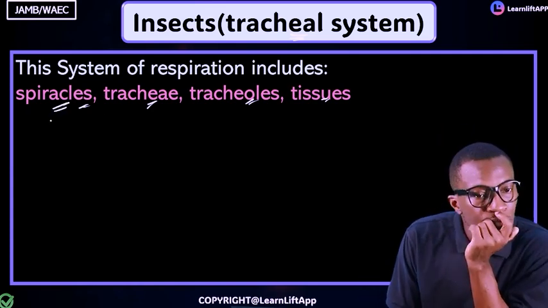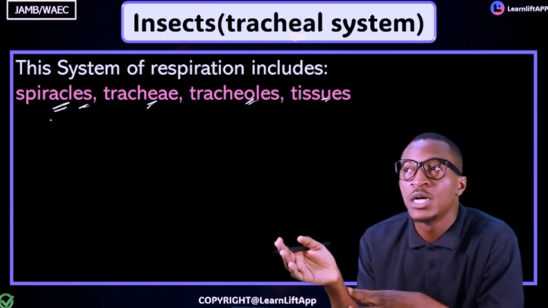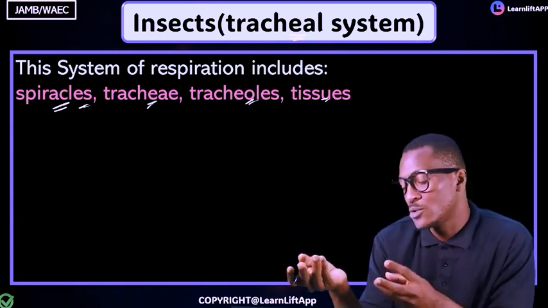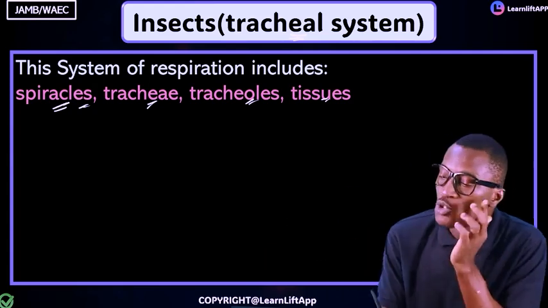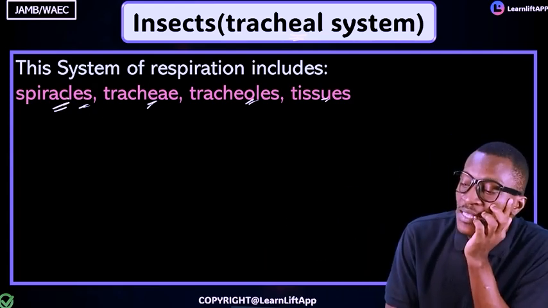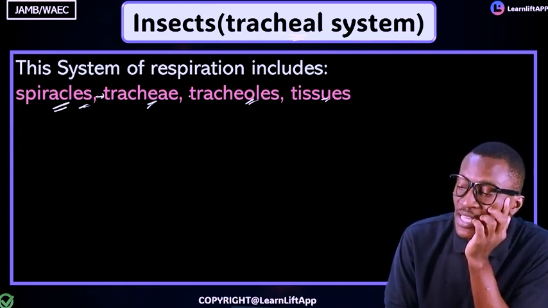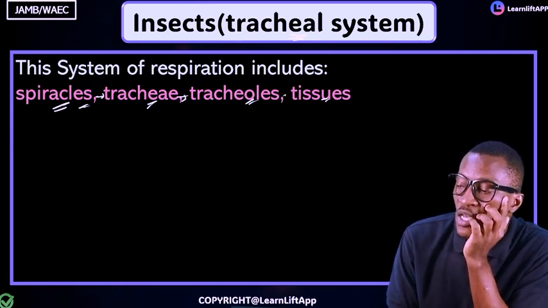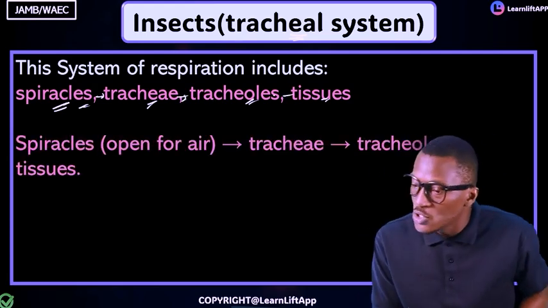Those holes are your spiracles. They are similar to the stomata of plants, which allow air to move in. So air enters through the spiracles. From the spiracles it goes to the tracheas, from the tracheas to the tracheolus, and from the tracheolus toward the tissue. So this is their pathway.